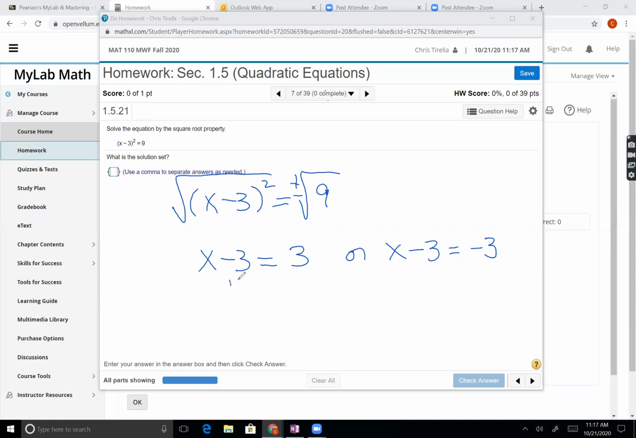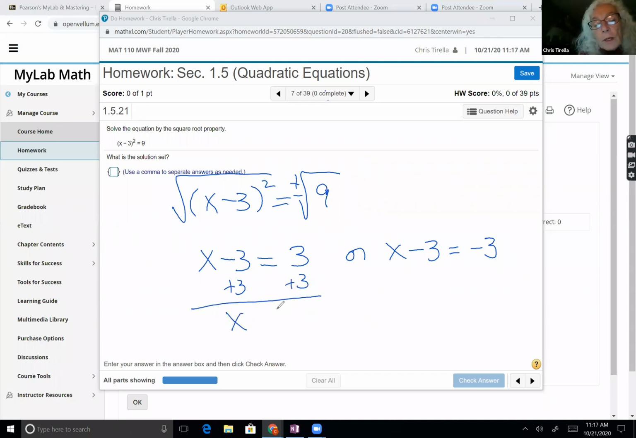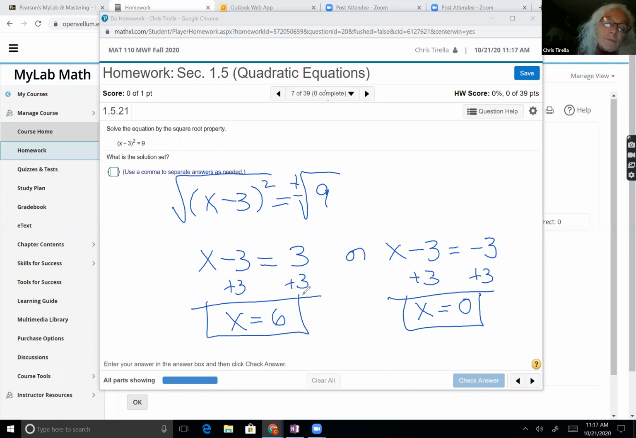And so now when I solve it, I'll add 3 to both sides, and one solution is 6. And then again, on the other side, I'll add 3 to both sides. And that gives me my other solution, which is 0. So my 2 possible solutions are 6 and 0. Better? Yes, thank you. Can you go over 28?